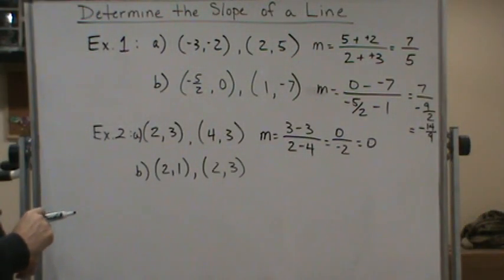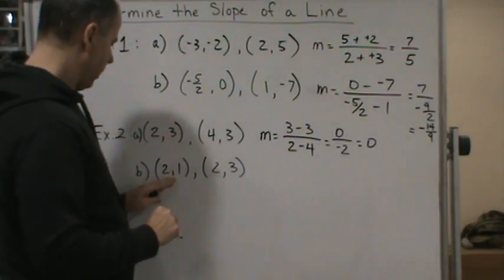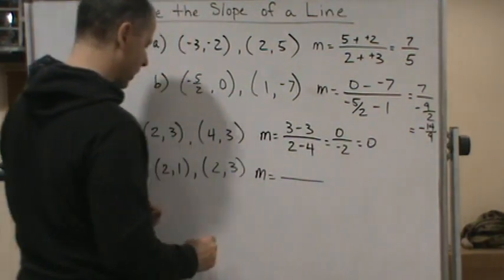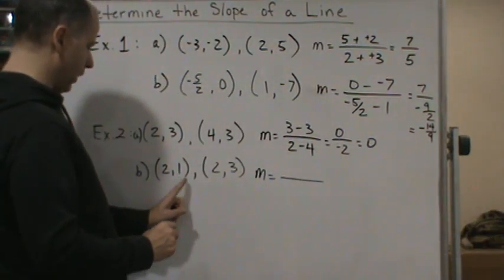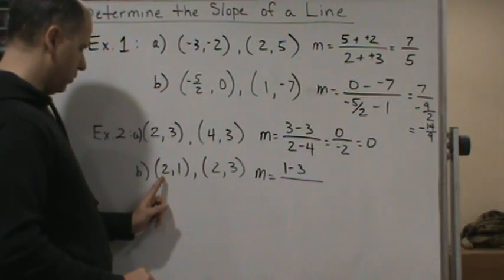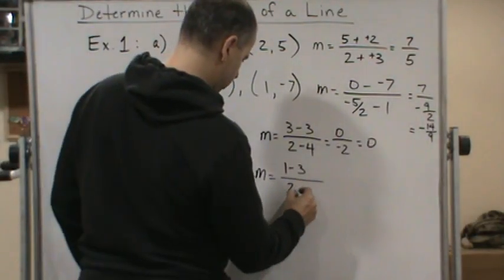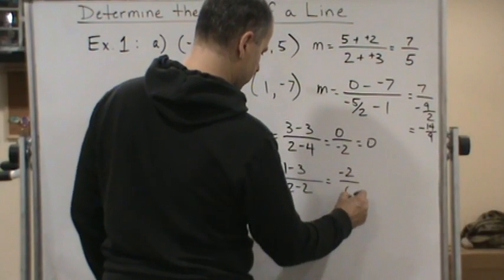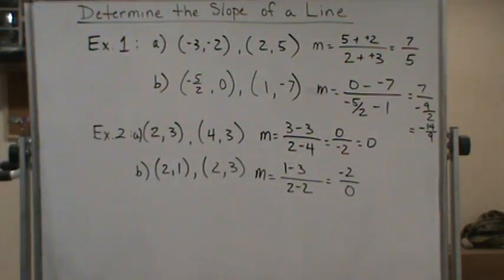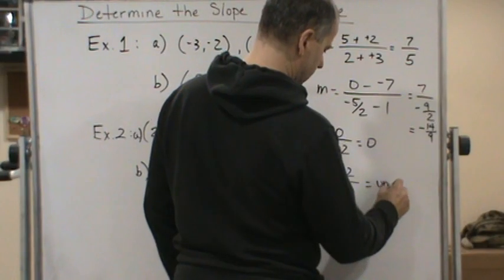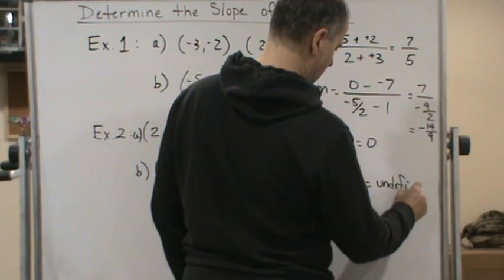Now what about this one here? Let's do the same thing. M equals the difference in the y, so let's do 1 minus 3, and then let's do 2 minus 2. And so here we're going to get negative 2 over 0. Now notice we got 0 in the denominator. Remember, this is undefined. So this is an undefined slope.